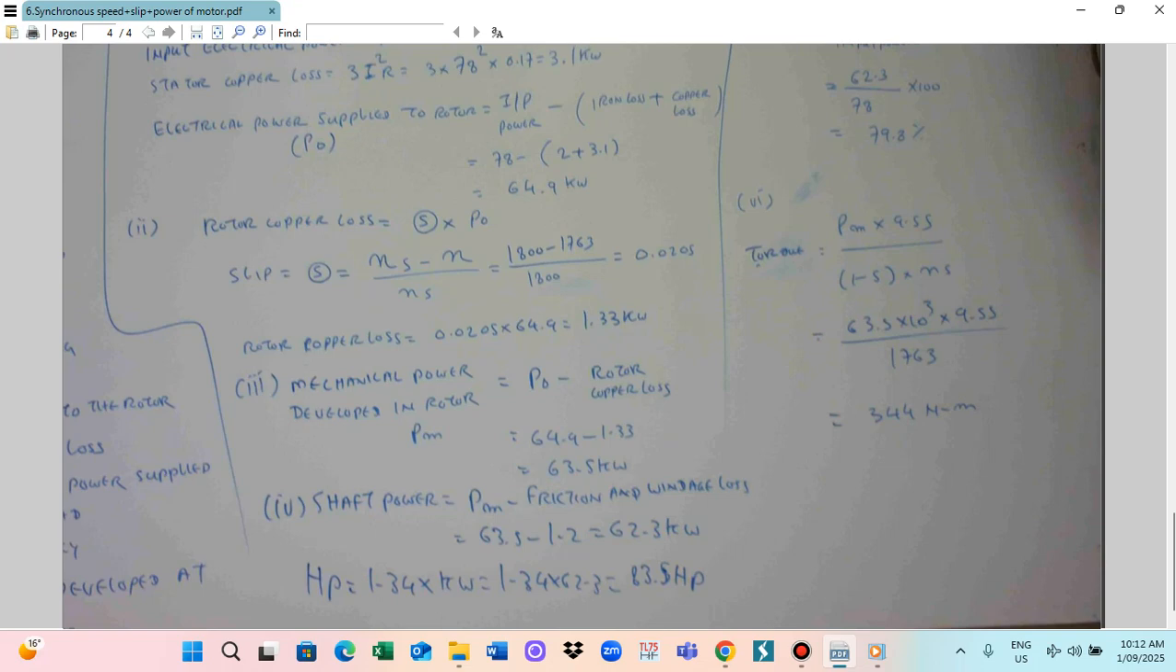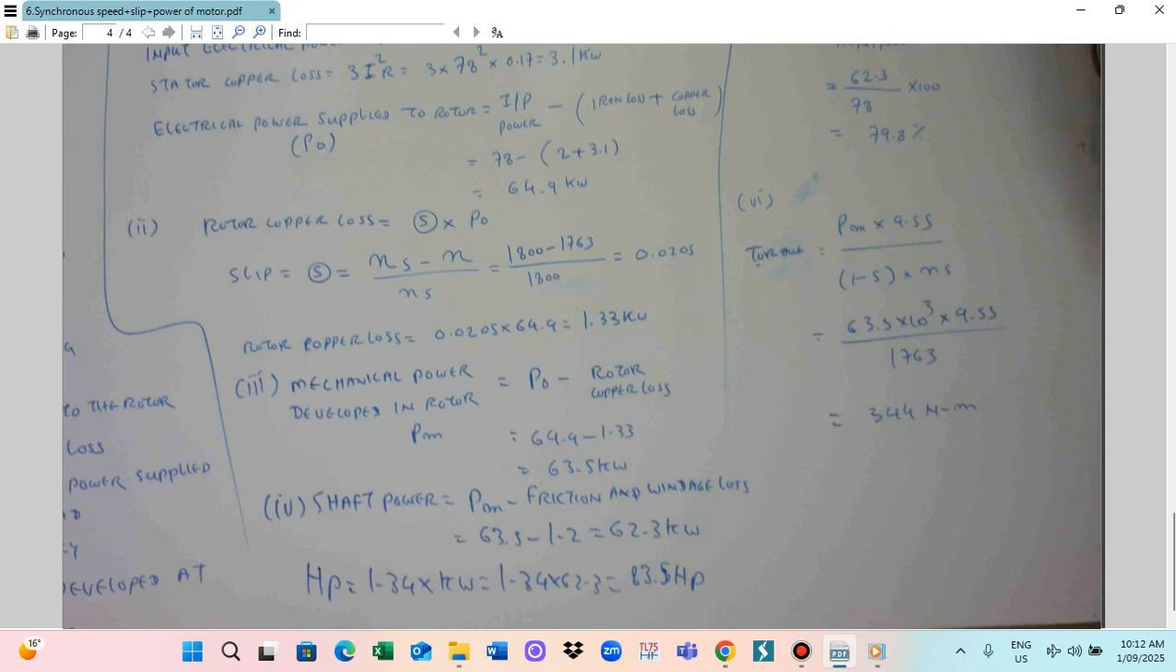And then we also need to calculate the shaft power. The shaft power means the input is the mechanical power developed. So the power supplied to the rotor, we already calculated as 64.9, and the rotor copper loss we subtract. Then this is the mechanical power output. From this mechanical power output, you also subtract the windage and friction loss. Finally, you get the shaft power.